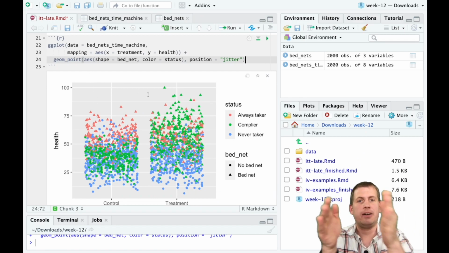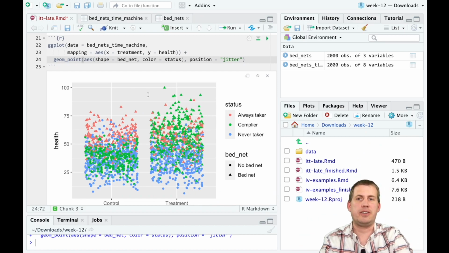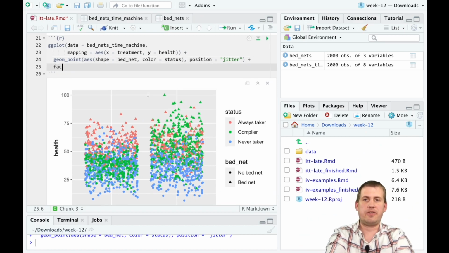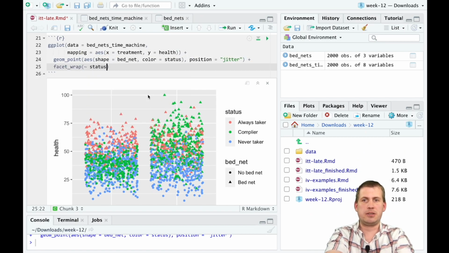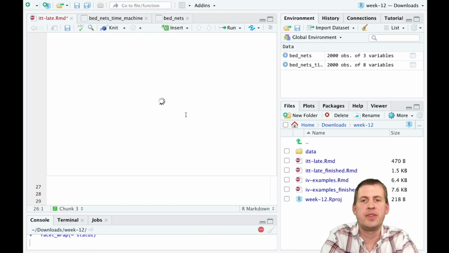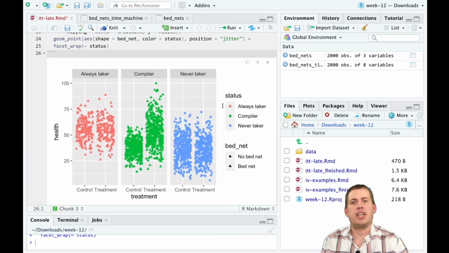So that we'll just have a plot for the always takers, just a plot for the compliers, and just a plot for the never takers. So we're going to say facet_wrap, and then tilde status. So if you run this, this will separate the different types of people and what they did and their outcomes.